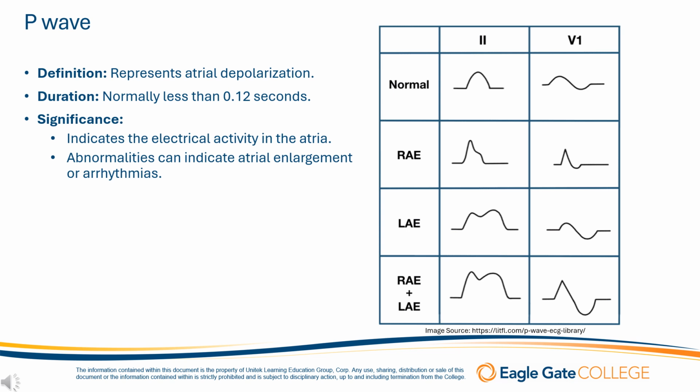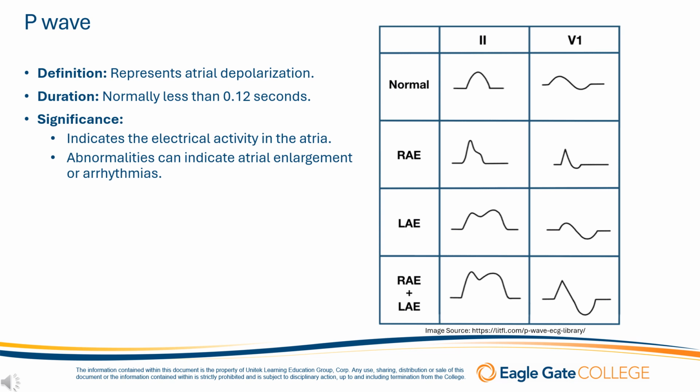A normal P wave duration is less than 0.12 seconds, which is less than 3 small boxes on the ECG graph paper. It's important to measure the P wave accurately because its duration can provide clues about the electrical health of the atria. Remember that the P wave indicates the electrical activity in the atria, so a normal P wave suggests that the atria are depolarizing correctly, so the SA node is functioning well, and the atria are contracting in a synchronized, coordinated manner. But abnormalities in the P wave can indicate several conditions.